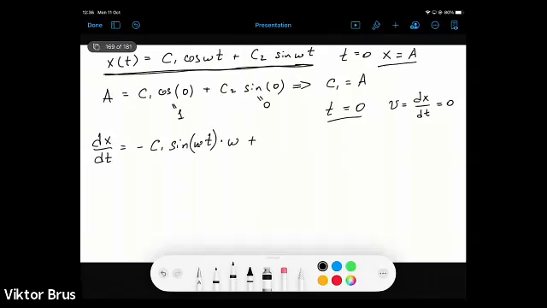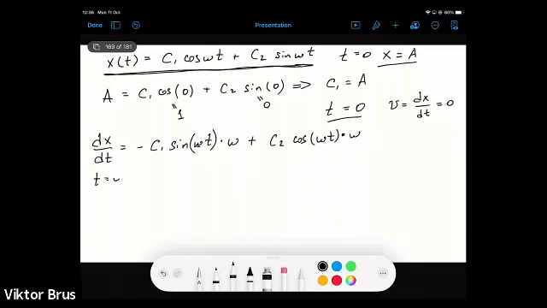Then we have another term, which will be here C2 times cosine omega t, and again we multiply by omega. So now we have the derivative, and we set this derivative to 0. Maybe let us write it separately so it's not so confusing.